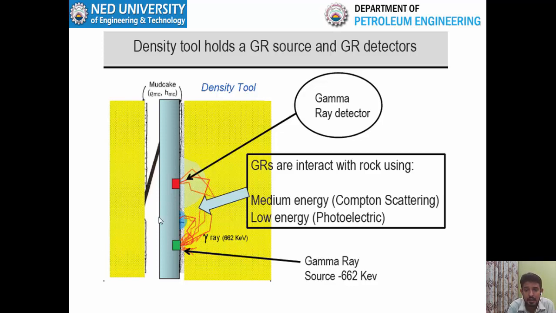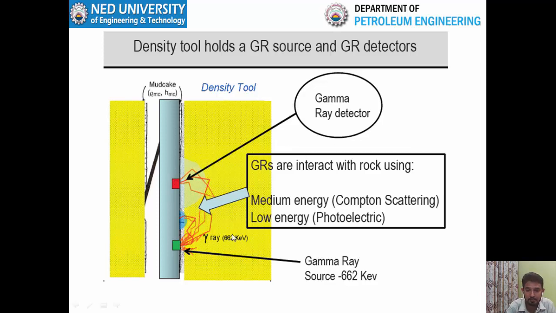Gamma rays interact with rock using medium energy and low energy. Depending on the formation density, these gamma rays either move very fast or slow down very quickly, depending on the interaction of the gamma rays with the electrons of the formation. Ultimately these gamma rays will be absorbed by your formation, and based on knowing how much they are absorbed, you calculate the photoelectric absorption.